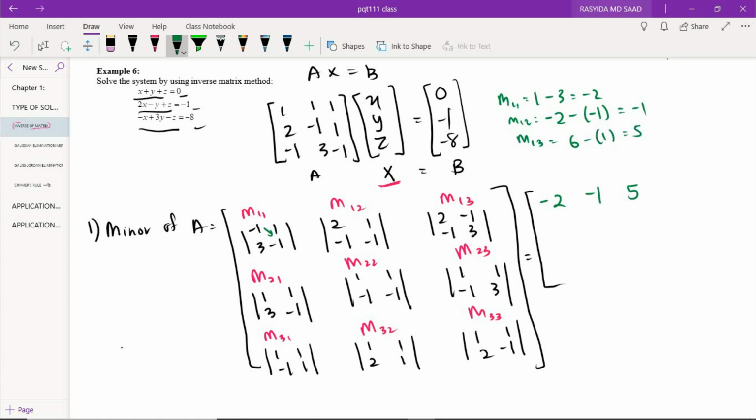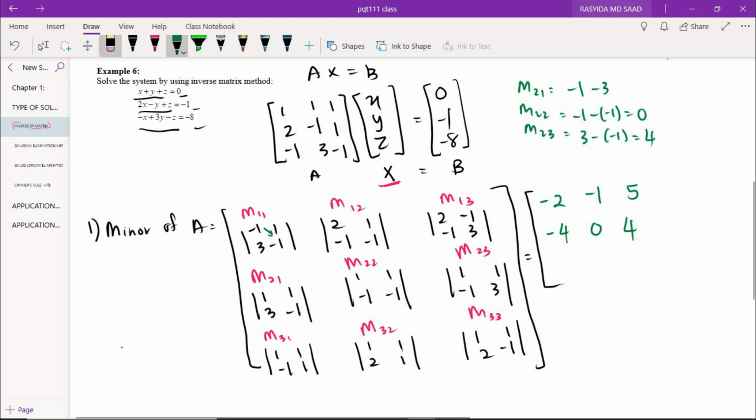M13. Okay, and then to find M21, negative 1 minus 3, negative 4. Then M22, negative 1 minus negative 1 is 0. And then M23, 3 minus negative 1 equal to 4. Then M31.